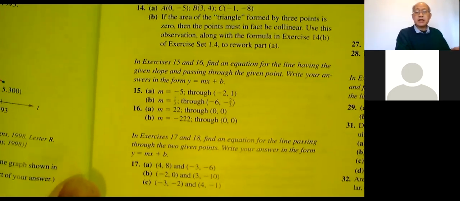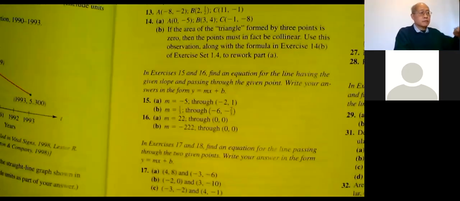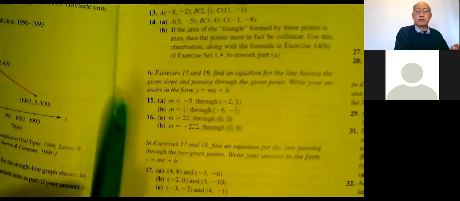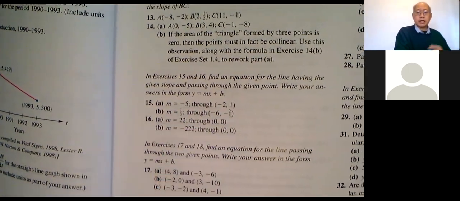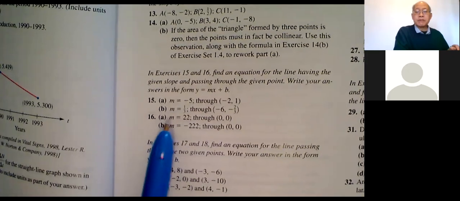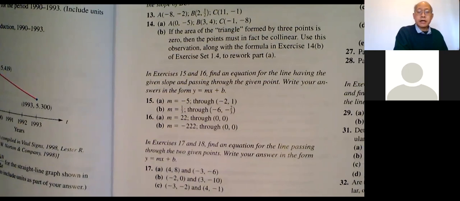Then let's see, 15, A and B. They give you a point and a slope. Once in a while, this thing turns yellow on me. I don't know why. And write your final answer in the form y equals mx plus b. So 15a and b. B looks harder because of the fractions. So I'll do b, you do a.